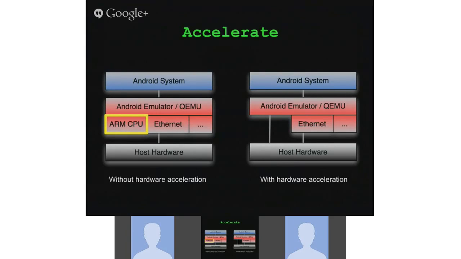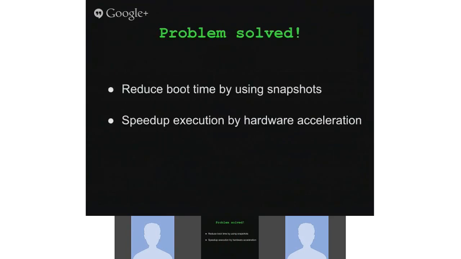We compiled Android with x86, and we are running that directly on the host hardware. You need to turn on the virtual machine to be able to emulate directly and run Android directly on the host hardware using the emulator. And this runs much faster. The host hardware is a much beefier machine than any Android device. This problem is solved. We reduced the boot time by using snapshots, and we are speeding up using virtual machine.